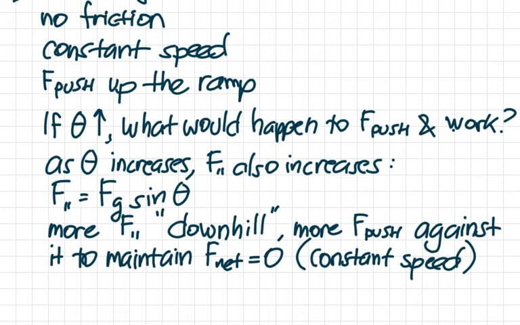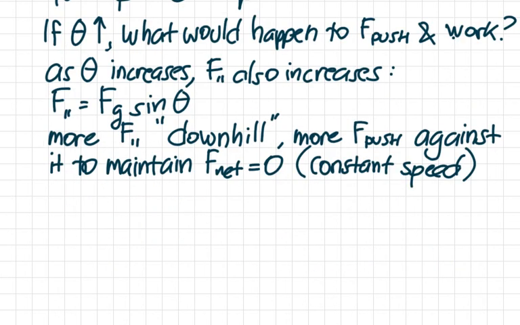So if there's more of the weight pointing down the ramp, if you want to push that crate up the ramp at a constant speed, you're going to have to push harder with a greater F push in order to get that block going at constant speed up the ramp. So if the angle increases, the pushing force would have to increase in order to keep it going at that same constant speed. That's the most important takeaway from this problem so far. As the angle increases, you're going to need more F push to maintain the net force and the constant speed.